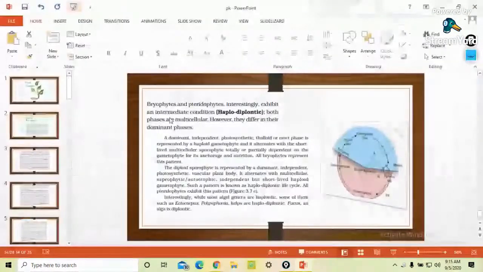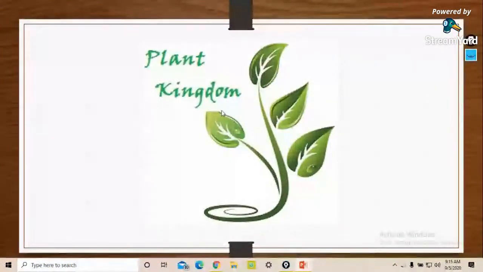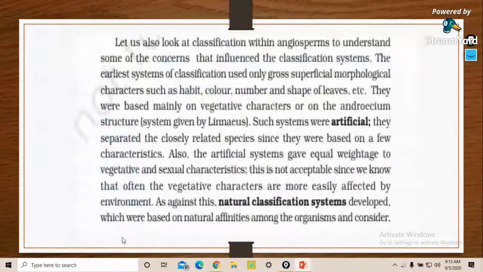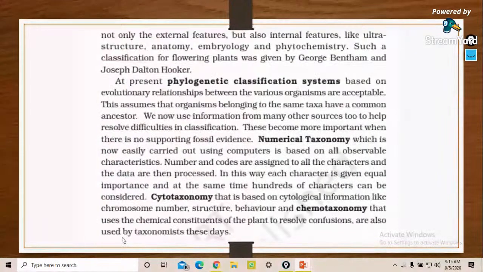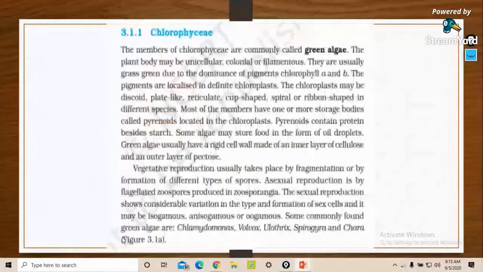So in the last few sessions, we have completed thallophytes, bryophytes, and pteridophytes, and today we are going to start with gymnosperms. Okay, phanerogamy, gymnosperms.